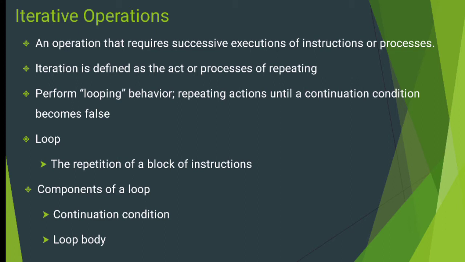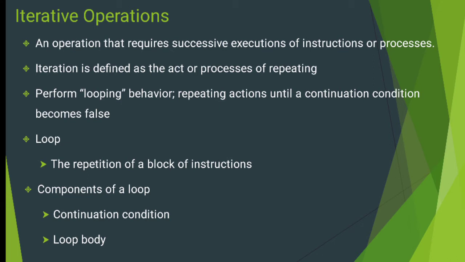Iteration is defined as the act or process of repeating. It performs looping behavior, repeating an action until a continuation condition becomes false. So the continuation condition should become false. It repeats until it becomes false. Loop: the repetition of a block of instructions. So loop is like iteration, but the repetition is of a block of instructions.